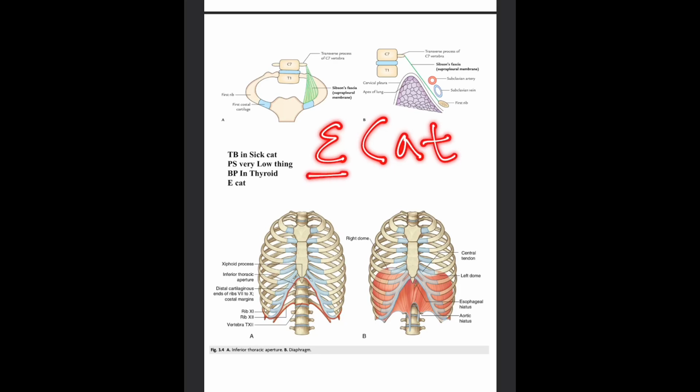Again I repeat, E stands for esophagus, C stands for cervical pleura, right and left domes of cervical pleura, and A stands for apices of right and left lung, and T stands for trachea.